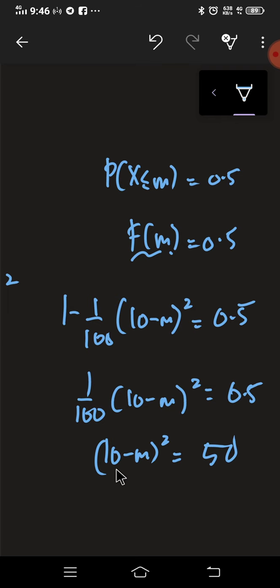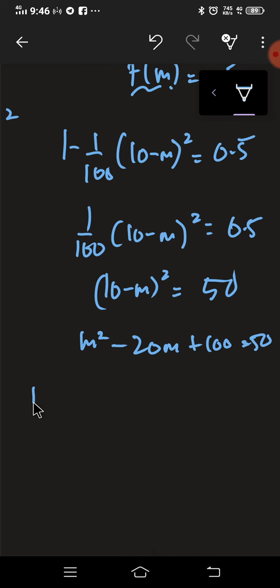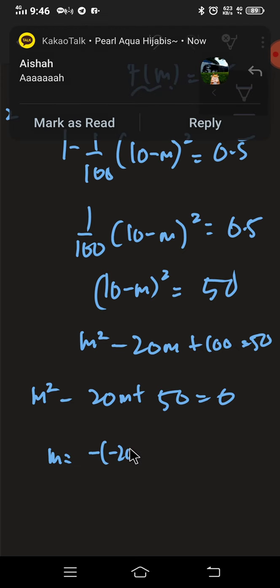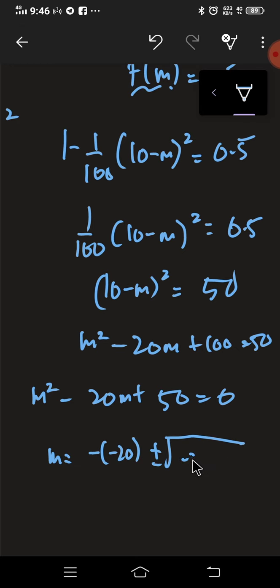We multiply by 100. So expand everything here. We get m squared minus 20m plus 100 equal to 50. And then let 0 on the right side. We have m squared minus 20m plus 50 equal to 0. Now can we factorize this? I don't think so. So we have to use the formula. m is equal to negative b, negative of negative 20, plus and minus the square root of b squared minus 4ac, divided by 2a.